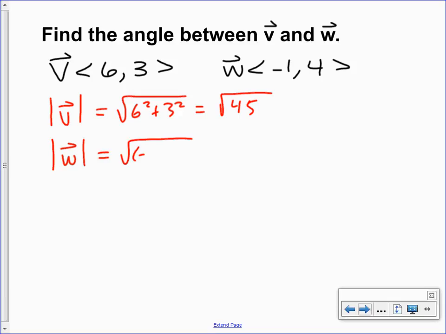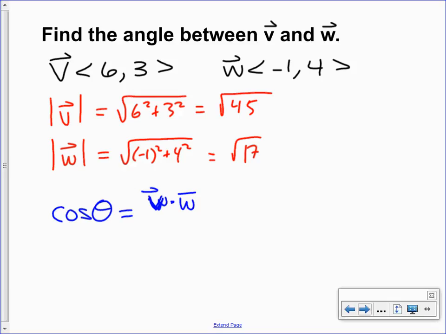W: square root of negative 1 squared plus 4 squared, square root of 17. All right. Step 1, find the magnitudes. Here's why. The dot product is easy. You just write it out. So the cosine of theta is going to be the dot product of V dot W over the product of the magnitudes.